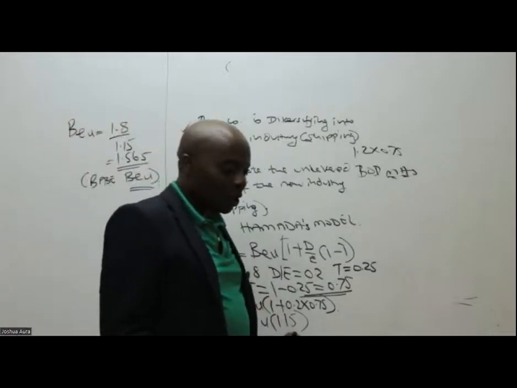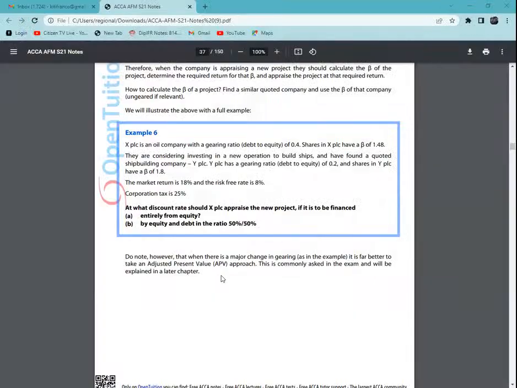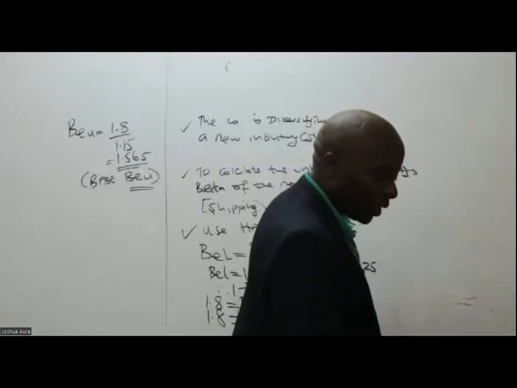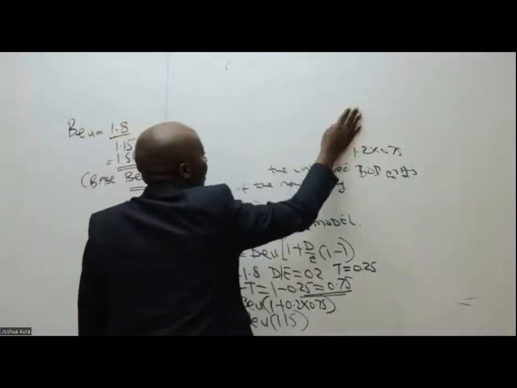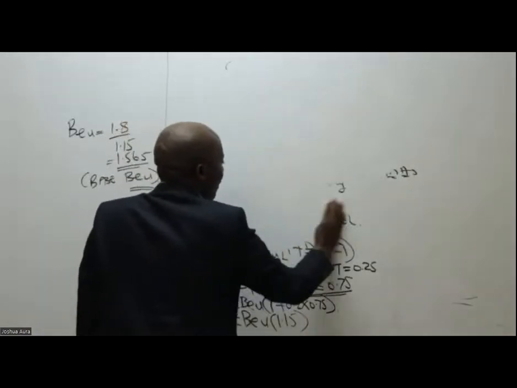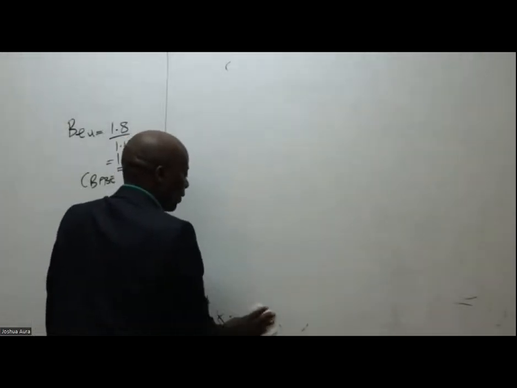But now go and read the question and you'll be able to see. If you read the question here, they wanted us to give them the discounting rate, which in most cases is WACC. At what discounting rate should XPLC appraise a new project if it's to be financed entirely from equity? So no worries, ladies and gentlemen. Of course I know discounting rate. They would always want me to work with WACC as the rate of discounting.